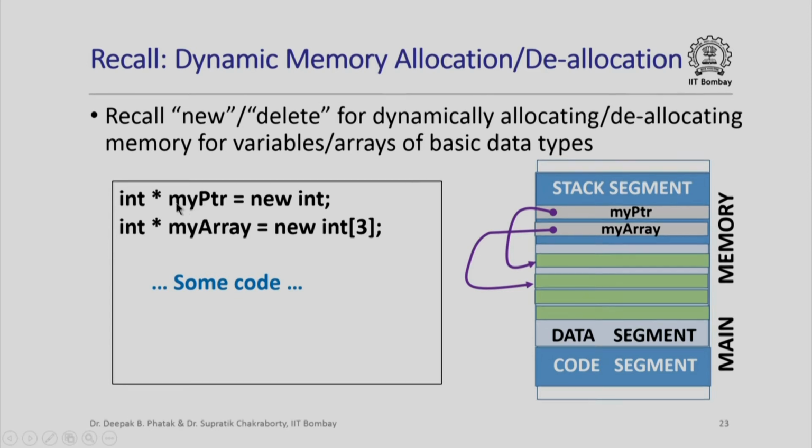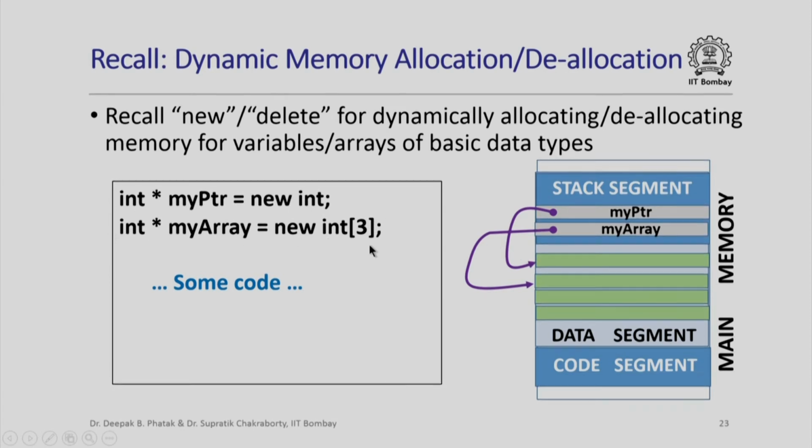My pointer is a variable of type integer pointer. It is a local variable in a function, so space for it is allocated in the stack segment, and when I execute new int, space for one integer is dynamically allocated in the data segment or heap, and a pointer to that is returned by new. So this assignment statement will copy that pointer to my pointer, and therefore my pointer will now start pointing to that space allocated by new in the heap.